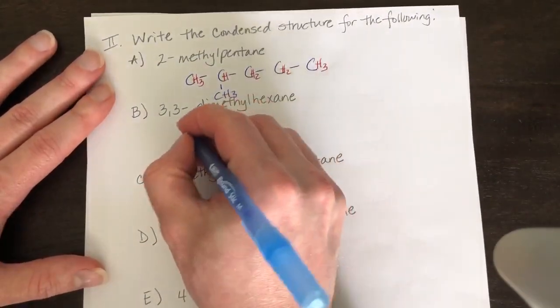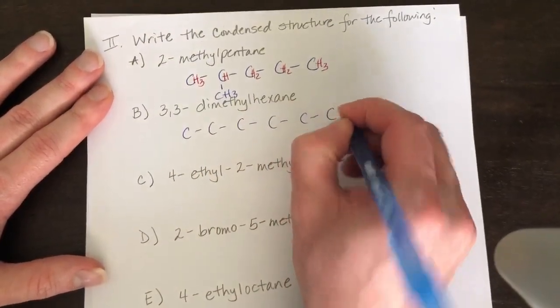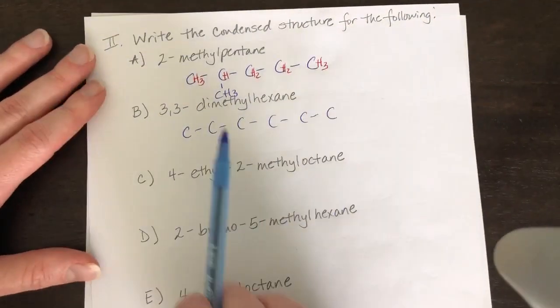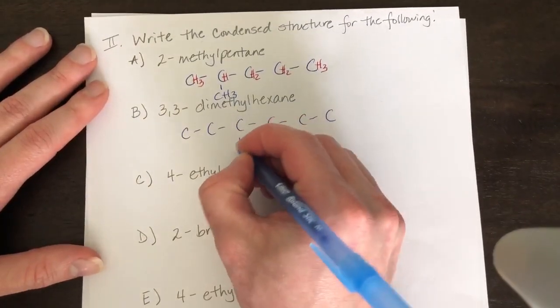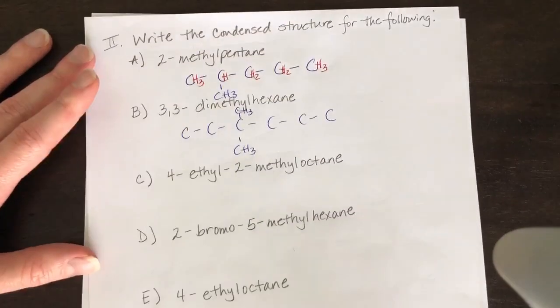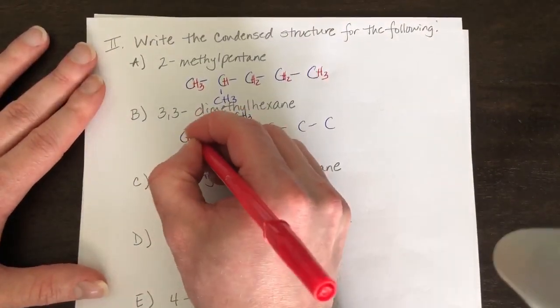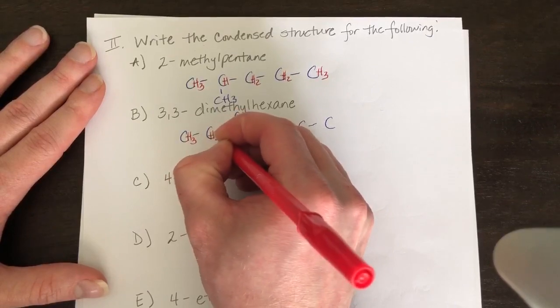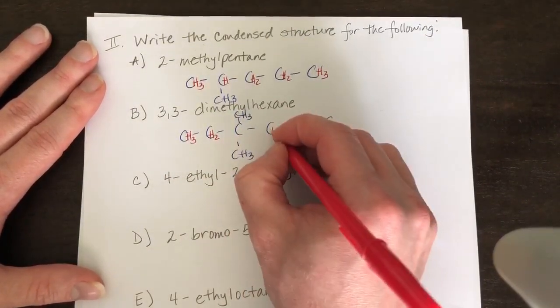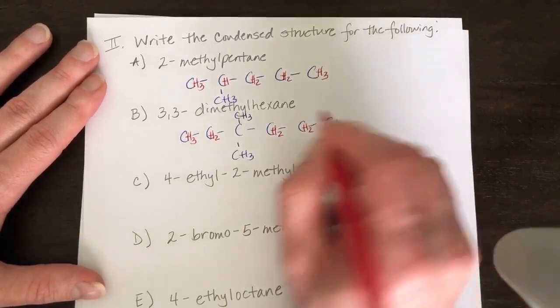Hexane is 6 carbons long. Okay, and I have a methyl group coming off the 3 carbon. I have 2 of them. Okay, now we go to fill in our hydrogens. So this is going to be CH3, CH2, none. Looks like that.